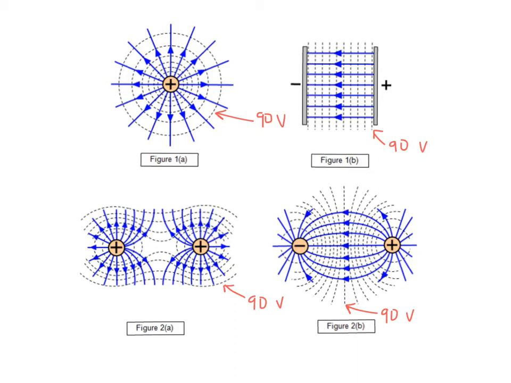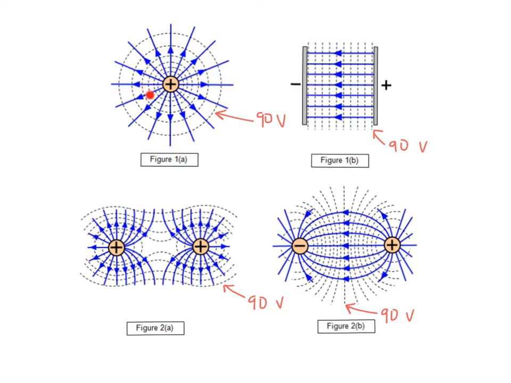AP Physics 2, 2016, number 3. In this diagram, well, this is some background information on the diagram you were given, because the diagram you were given is one that we haven't spent a whole lot of time on. What we've spent a lot of time on are these electric field diagrams.